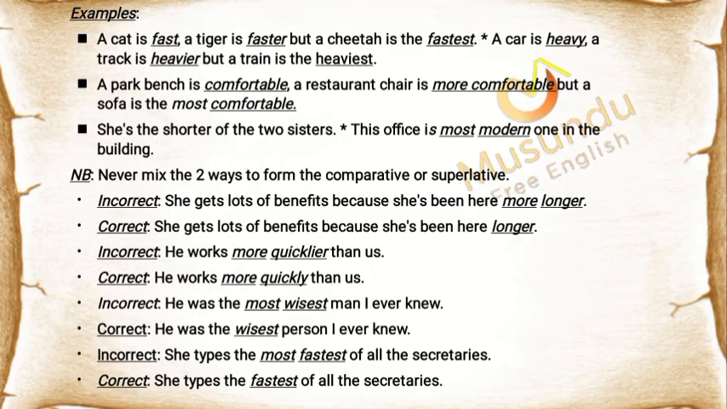NB, never mix the two ways to form the comparative or superlative. Incorrect: she gets lots of benefits because she's been here more longer. Correct: she gets lots of benefits because she's been here longer. Incorrect: he works more quickly than us. Correct: he works more quickly than us. Incorrect: he was the most wisest man I ever knew. Correct: he was the wisest person I ever knew. Incorrect: she types the most fastest of all the secretaries. Correct: she types the fastest of all the secretaries.